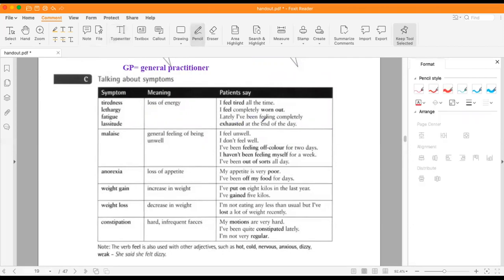Lately, I've been feeling completely exhausted at the end of the day. So, all of these words, feel tired, feel worn out, exhausted. Here the H is silent, so we say exhausted. All of these words mean loss of energy.